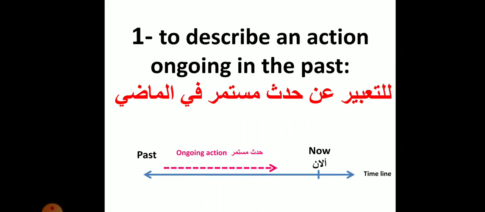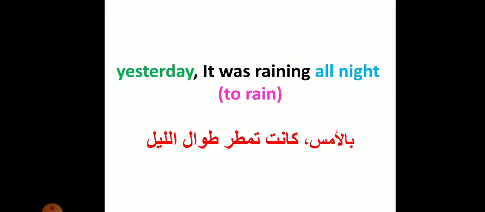The first one, the past continuous is used to describe an action ongoing or in progress in the past. Look here at the timeline. Here we have the ongoing action in the past. Let's see the example. Yesterday it was raining all night. Yesterday is the time expression. It was raining is verb to rain in the past continuous.